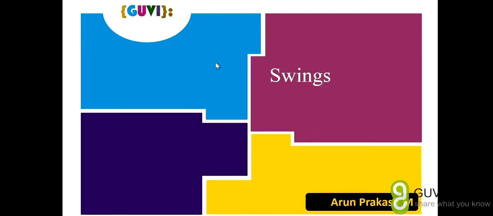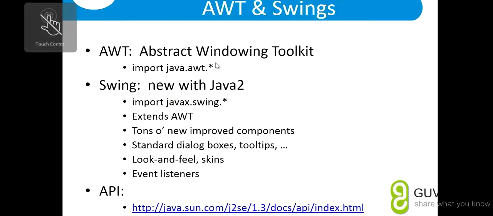Previously, before Swing, only AWT, that is Abstract Windowing Toolkit, was available. But after Java 2, Swing was introduced and it also extends the AWT, and it is under the package javax.swing. Swing gives a more attractive user interface than before, including event listeners. Event listeners are an important part of any UI.